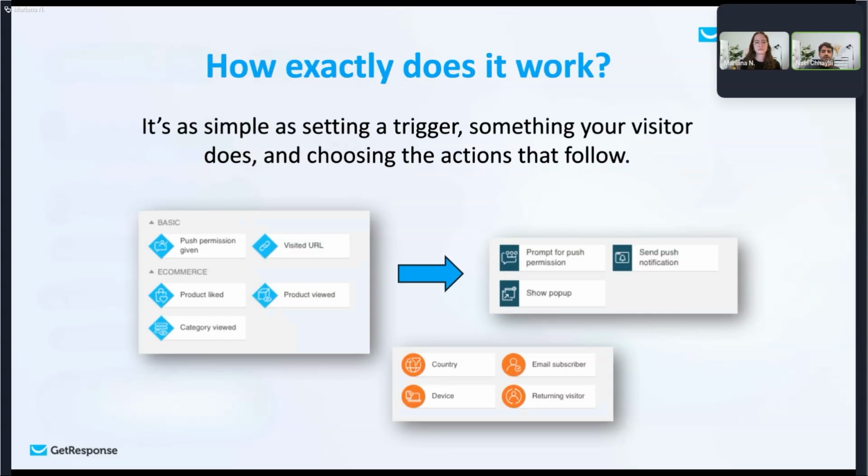So let's say a user takes a specific action on your website. They visit a specific link, they like a specific product, they view a specific product, and then that triggers a series of events with ifs and ors in between them based on specific filters based on country, device type, whether they've subscribed to your email list or not, whether they're a recurring visitor or not. And then based on that, there's an action that happens. They get shown a pop-up. Maybe they receive a push notification.